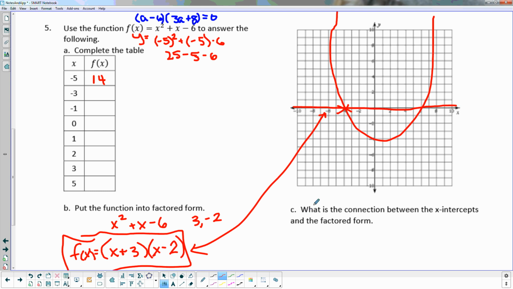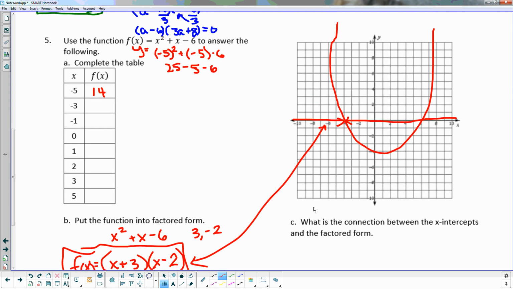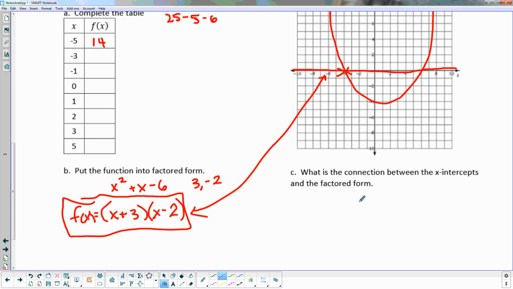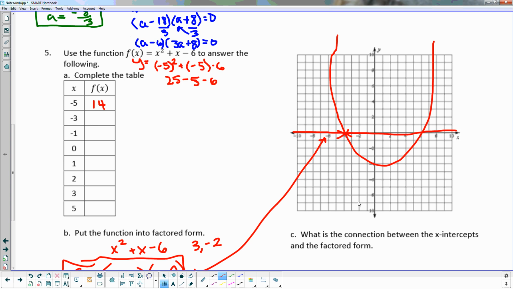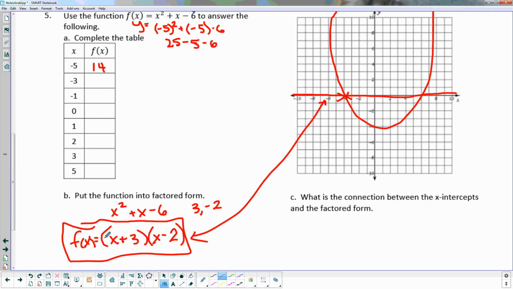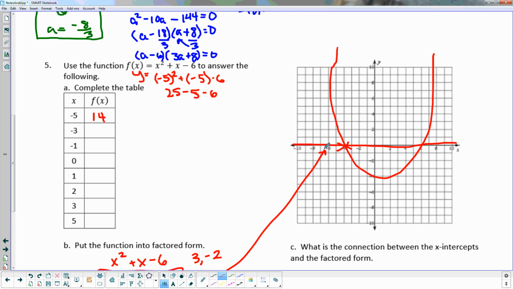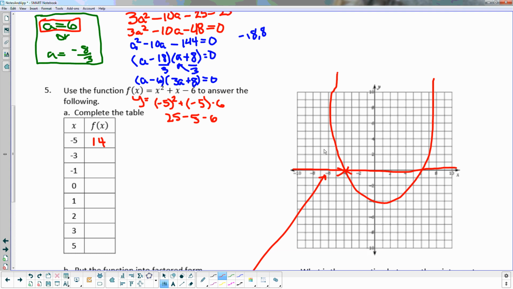So that being said, that's some good enough hints. I do want a good answer here, and it's not a number answer. I want you to explain the connection between these. It's a pretty big result, and it's a really big reason why we want to be able to factor, because it can help out our graph. It can give us some quick insights to our graph.